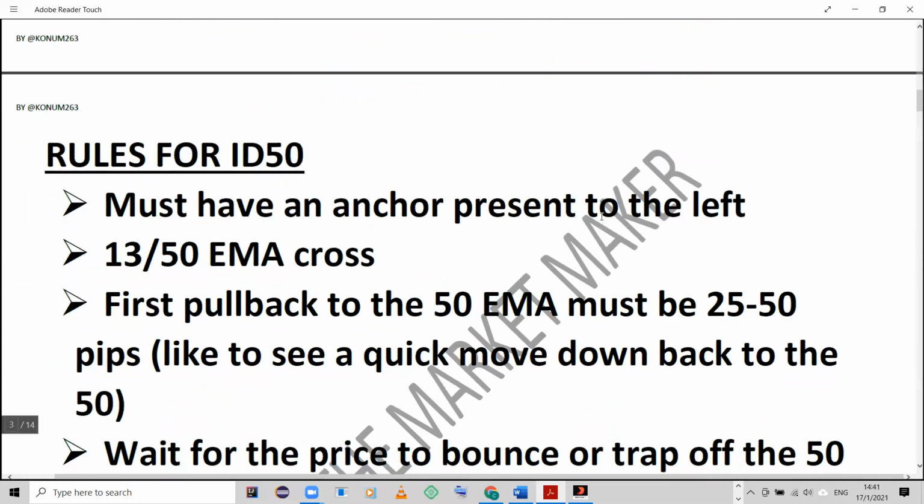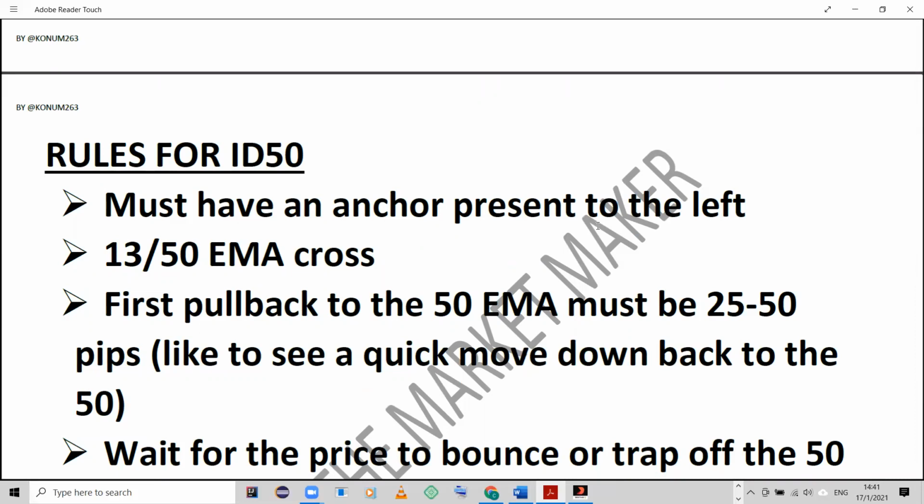Third, the first pullback to the 50 EMA must be 25 to 50 pips. You'd like to see a quick move back to the 50, and that move should be within the range of 25 to 50 pips. Please take note of that.